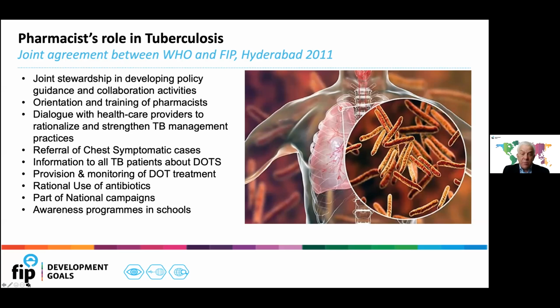FIP has signed an agreement with the WHO regarding the fight against tuberculosis, and the overall aim is to have a joint stewardship in developing policy guidance and collaboration activities, to undertake orientation and training for pharmacists, care and control of the tuberculosis patient, and to promote the rational use of anti-tuberculosis medicines and ensure that quality assured medicines are used. We have a dialogue with the healthcare providers to rationalize and strengthen the tuberculosis management practices.